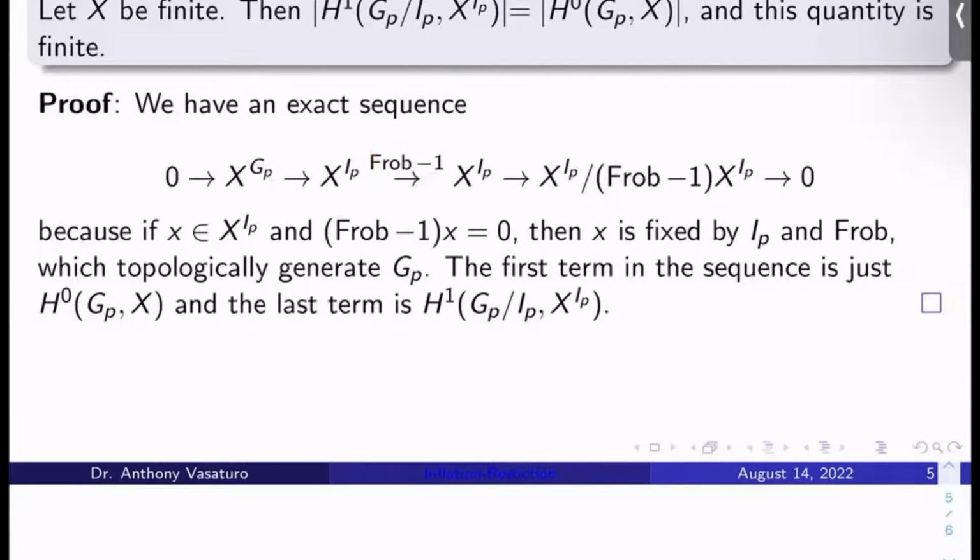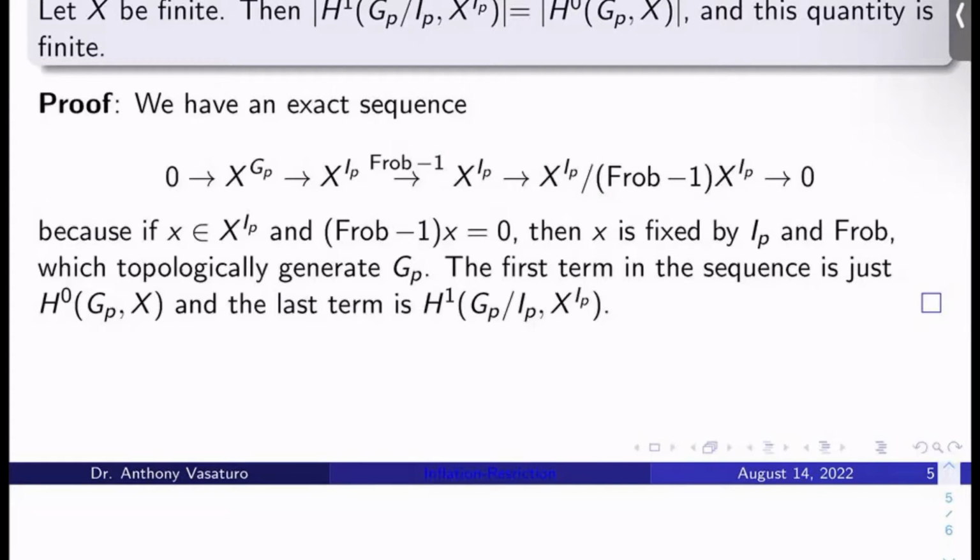So the key point is the first term in this exact sequence here is just H0 of GP, X by definition, right? And this last term, by facts we've discussed in this video and in previous videos, is just H1 of GP mod IP, X to the IP. Well then these definitely have to have the same cardinality, right? Because this last guy here is isomorphic to this mod the image of this, which we just got done discussing. Okay, well, if these are isomorphic, then they have the same size, right?